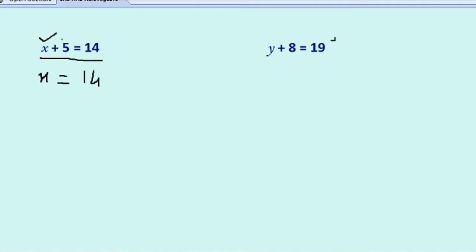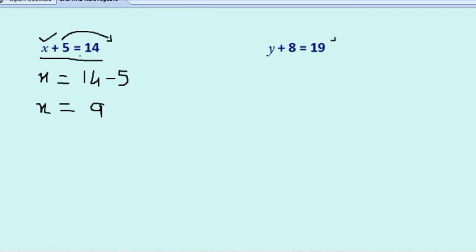Now this plus 5 will be moved to RHS. It is plus 5 here, and when it is brought here, it becomes minus 5. So x equals to 14 minus 5, which is 9. Now our calculation says that x should be equal to 9.